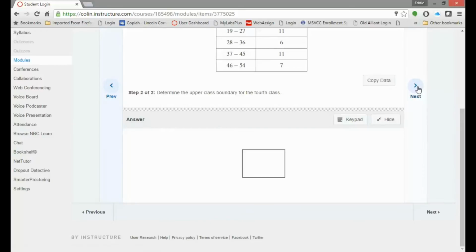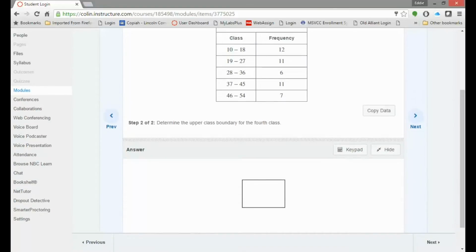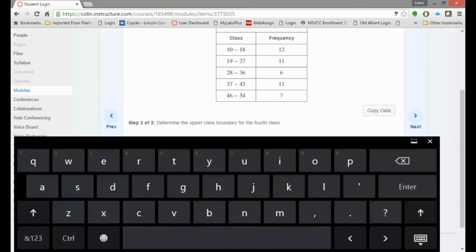Determine the upper class boundary for the fourth class. 1, 2, 3, 4. So what would the upper class boundary be? 45.5. Very good.